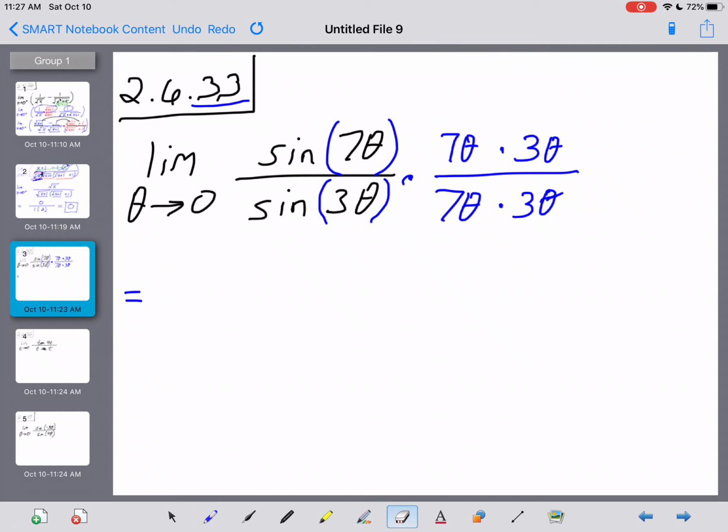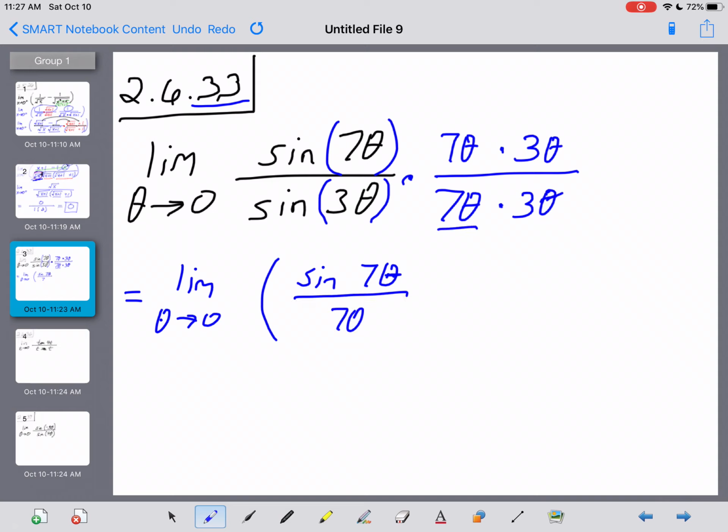So where are we now, guys? This is a little bit messy, but it's going to work for us. We are taking now the limit as theta is approaching 0 of, and let me just selectively put some things together right here. I've got a sine of 7 theta in the numerator, and in the denominator I also have a factor of 7 theta, so I'm going to put those two together in one fraction. I also have a factor of the sine of 3 theta in the denominator, and to go along with that, we have a factor of 3 theta that's going to go above it.